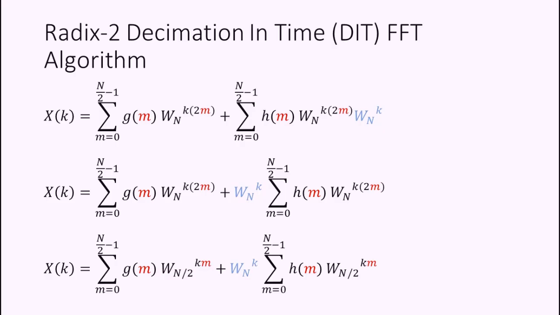Now putting in the third property of the twiddle factor, here W_N to the power k2m is written as W_(N/2) to the power km, same as here also, so that X(k) is equal to summation of m = 0 to N/2 minus 1 of g(m) W_(N/2) to the power km, plus W_N to the power k times summation of m = 0 to N/2 minus 1 of h(m) W_(N/2) to the power km.